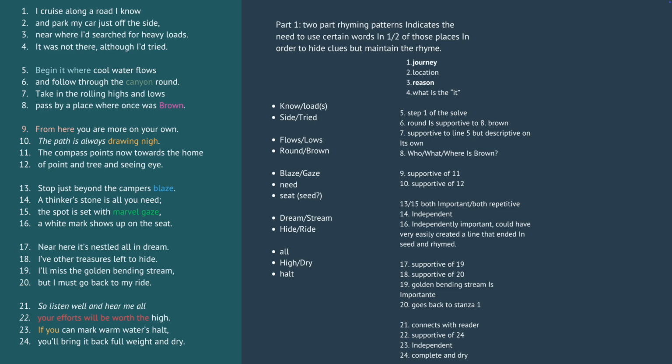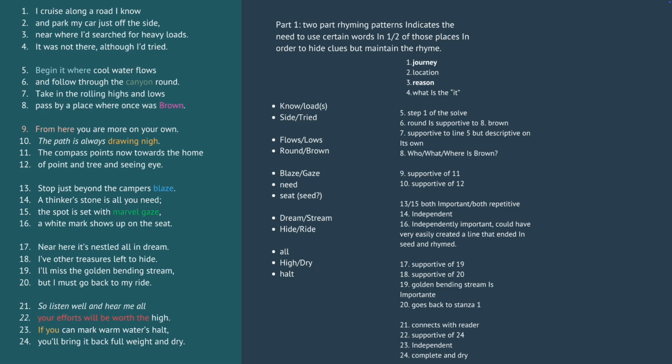We'll get to that in a minute. The first stanza is kind of an introduction to the theme. As I said, I think this is John Collins saying, I'm starting where I thought Forrest Fenn's treasure was, and I'm moving on. So he's got a journey, a location, a reason, and it was not there, although I tried.